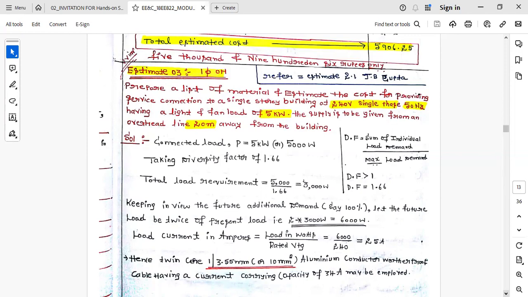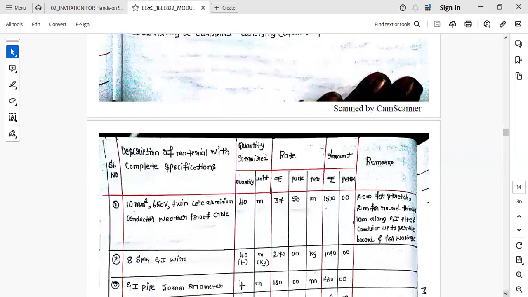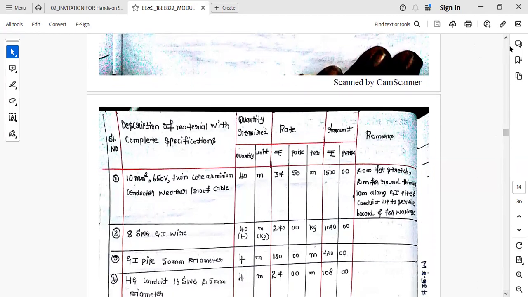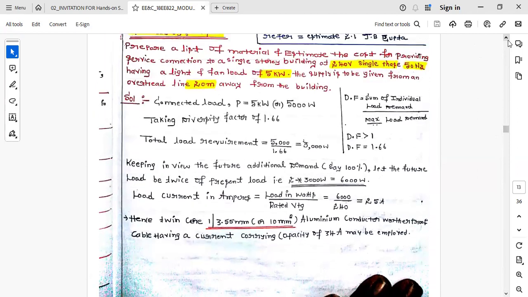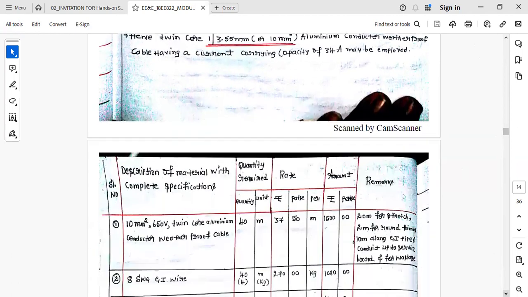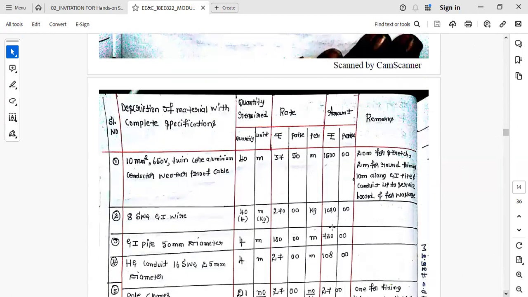That is nothing but whether you may directly go to the table, or you can list out step by step what we did in the previous problem, or directly you can enter into this type of table. This problem is there in the JB Gupta textbook. You can refer to it directly from the textbook, that is Estimate 2.1 in JB Gupta, or you can refer directly from my video or my notes.